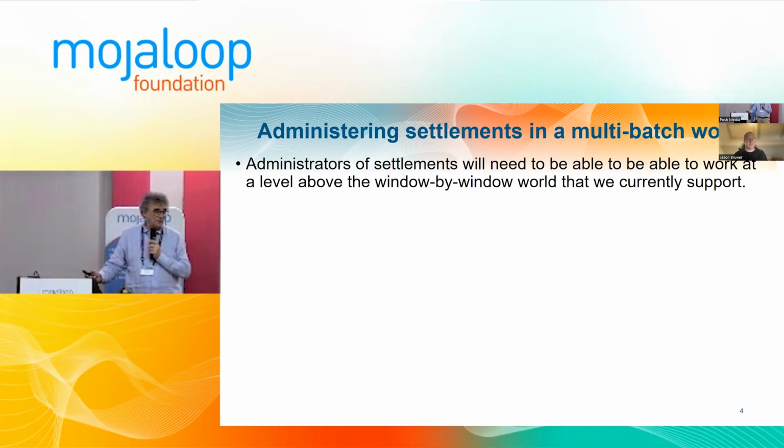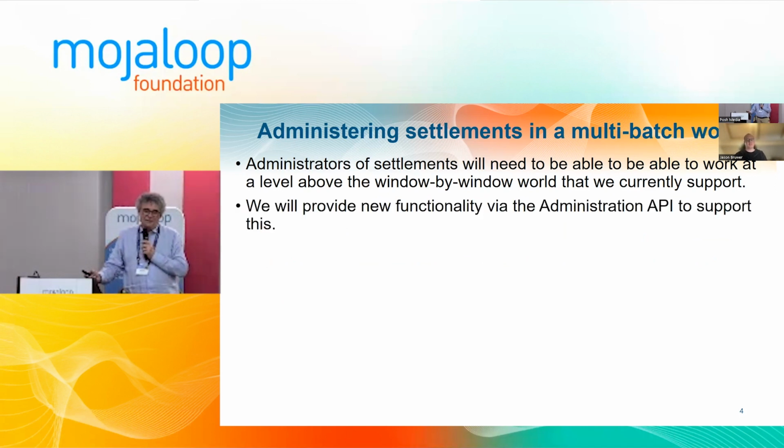At the moment, when a settlement window is created, it gets a unique identifier, and if you want to settle it, you have to tell the system what that identifier is. We want to be able to work at a higher level than that. And we intend to provide new functionality, which you'll be seeing later on, via the administration API to support this.